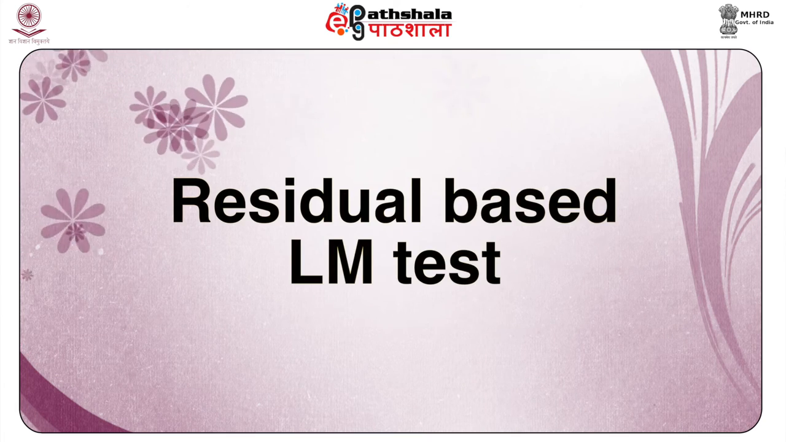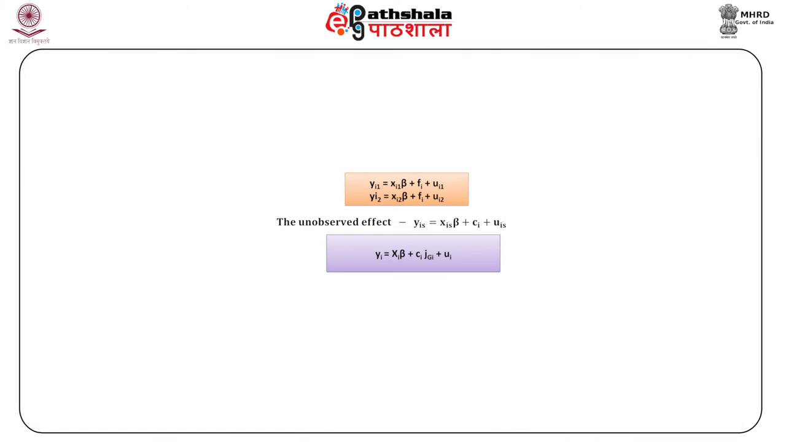Fifth, residual-based LM tests. Hadri in 2000 derives a residual-based Lagrange multiplier test where the null hypothesis is that there is no unit root in any of the series in the panel against the alternative of a unit root in the panel. This is a generalization of the KPSS test from time series to panel data. It is based on ordinary least squares residuals of y_it on a constant or on a constant and a trend.